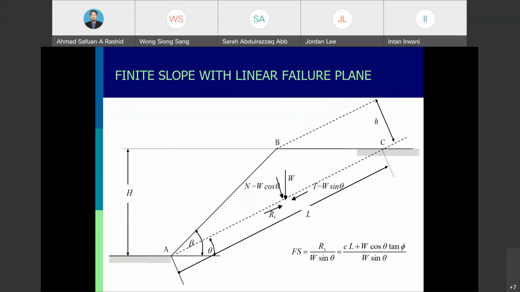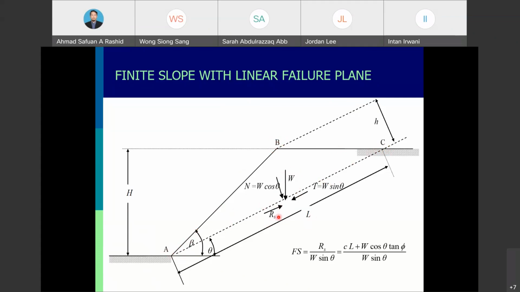Okay, this is the equation that's been derived, where we assume that the failure occurs in this region. This is due to, for example, the compaction effort when constructing the embankment, or we have identified that there is a weak layer, which is shown in linear mode. So in that case, we may identify the volume of this block to obtain the value of W.